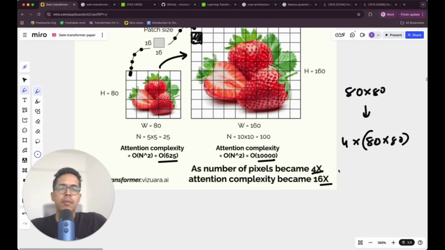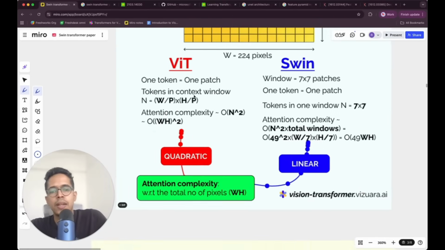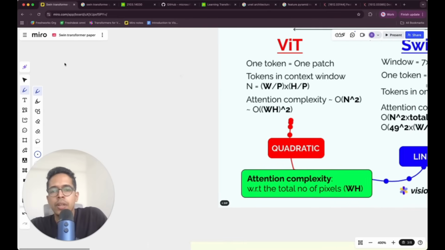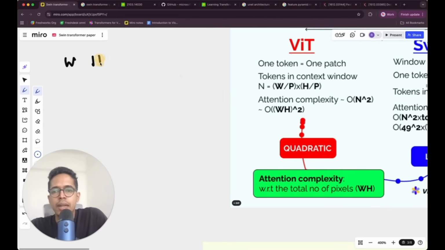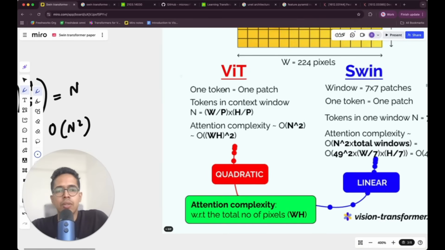Now, how does it become linear in Swin transformer? Let's come to that. So vision transformer, I hope this part is clear. Number of tokens: if W is the width of the image, H is the height of the image, P is the size of each patch, total number of patches is W by P multiplied by H by P. And this is equal to N. Complexity is order of N square because N keys and N queries. So this part is clear.